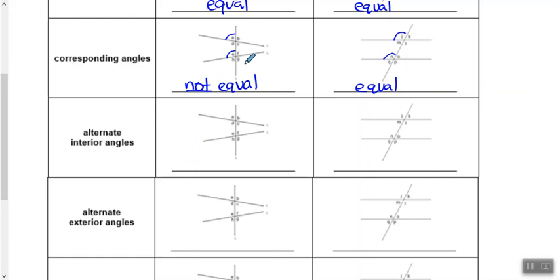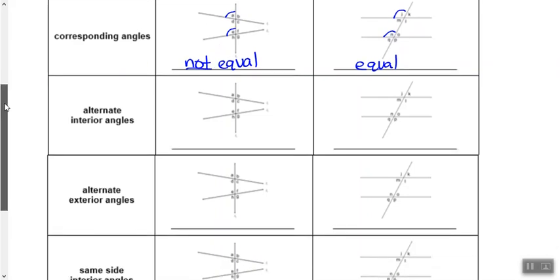That's one of the ways I could tell if my lines are parallel. Are my corresponding angles equal? If they are, I have parallel lines. If they are not, I do not have parallel lines.